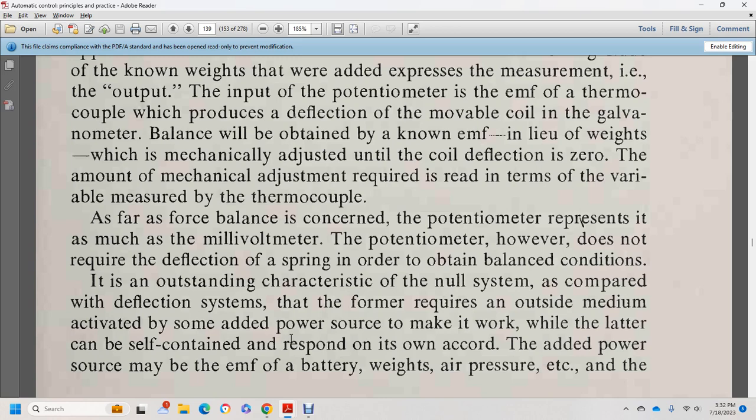However, it does not require the deflection of the spring in order to obtain the balance condition. It is an outstanding characteristic of the null system compared with the deflection system: the former requires an outside medium activated by some aid of a power source to make it work, while the latter can be self-contained, with the response coming from its own core. The added power source may be the EMF of a battery, weights, air pressure, etc.